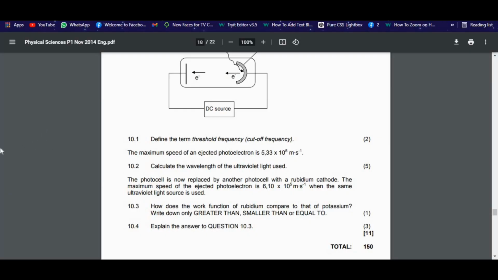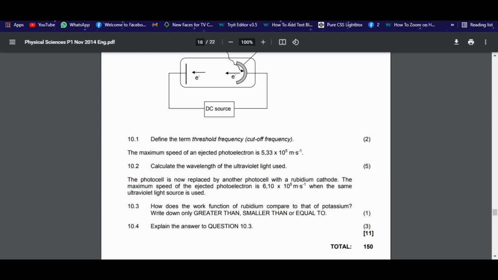For 10.3 and 10.4, the photocell is now replaced by another photocell with the rubidium cathode. The maximum speed of the ejected photoelectron is 6,10 times 10 to the power of 5 meters per second when the same ultraviolet light source is used. How does the work function of the rubidium compare to that of potassium? Write down greater than, smaller than, or equal to, and the answer there is smaller than.